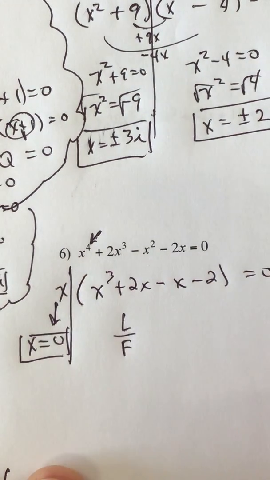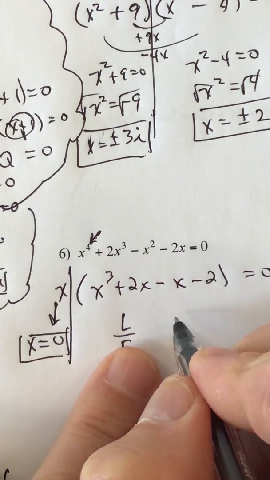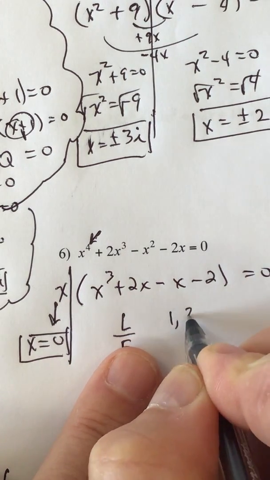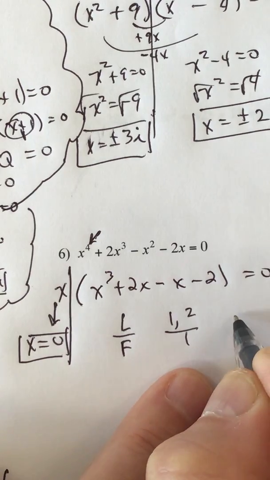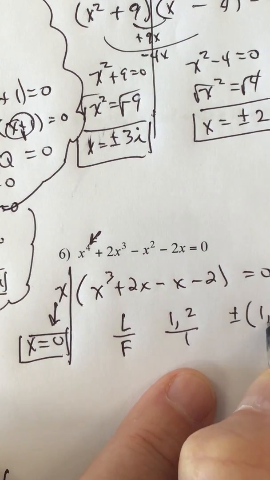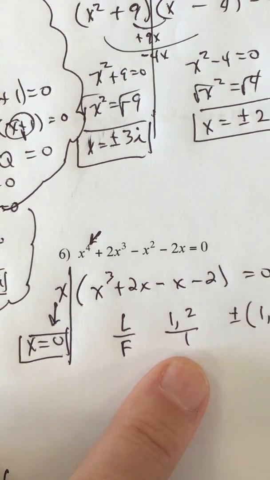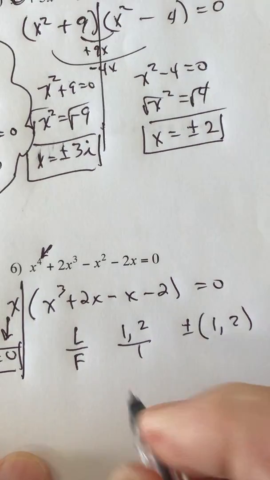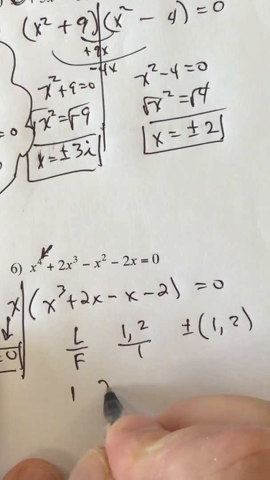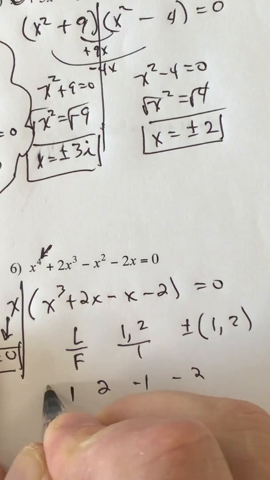Last over first. Okay, so the factors of the last are 1 and 2. The factors of the first are just 1. So my possibilities are plus and minus 1 over 1 and 2 over 1. So there's only 4 choices. Okay, let's try them out: 1, 2, negative 1, negative 2. We'll start with 1.